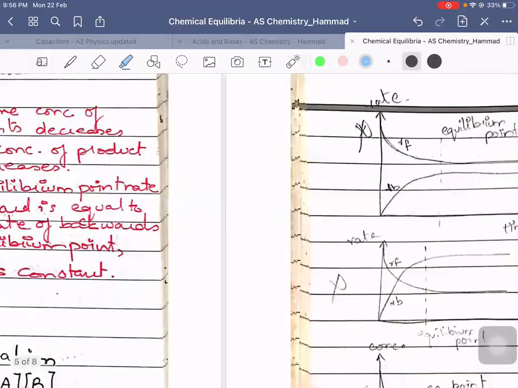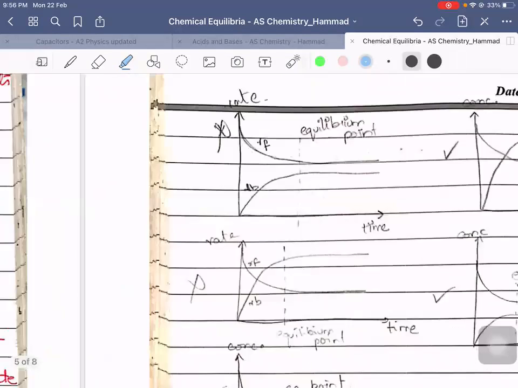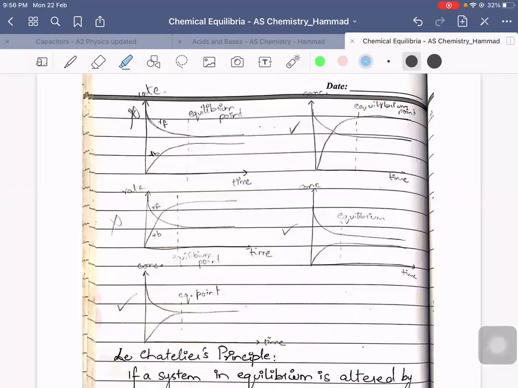Please understand that this rate-time graph is correct. This concentration time graph is again correct. However, this is not a dynamic equilibrium. This is not a dynamic equilibrium. The reactions should have the rates equal, right? It's a very different graph.